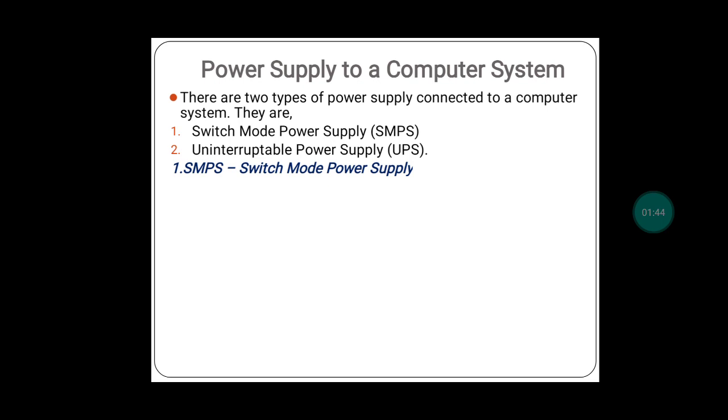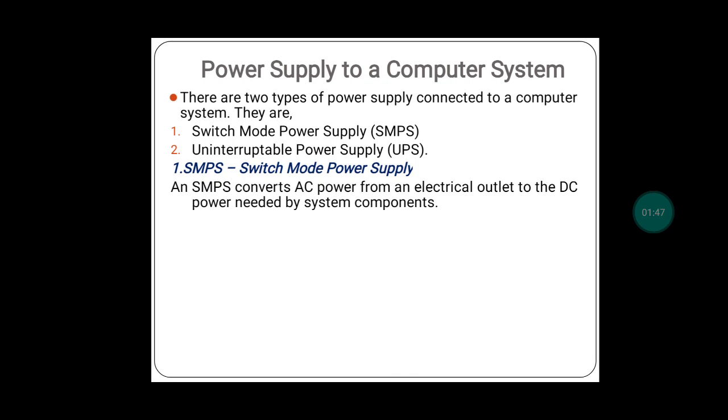Now we will see what these power supplies are. The first one is SMPS. This SMPS is a power supply which converts AC, alternating current, from an electrical outlet to the DC, direct current power, needed by our system components. Why is this conversion from AC to DC required? We have the mains, from which we get power, even for our houses. In the mains the voltage is around 230 volts, which is very high.